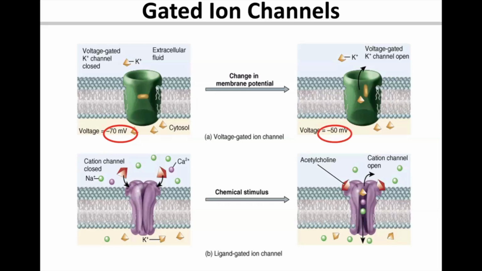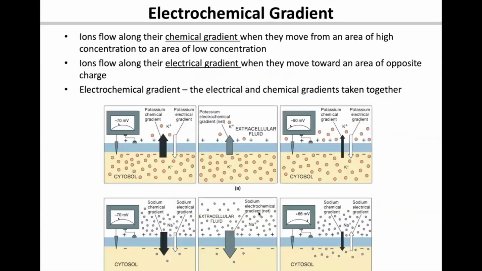Okay, so the next part that we need to understand is that there are two gradients. What are these two gradients? One is called the chemical gradient, the other is called the electrical gradient. The chemical gradient is the one that causes the movement of these ions from a higher concentration to a lower concentration. Chemical gradient is very easy to understand.